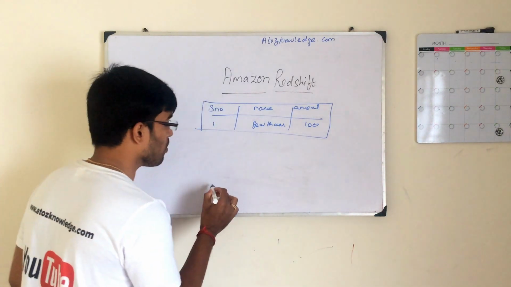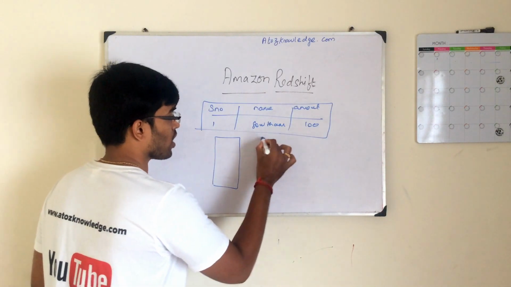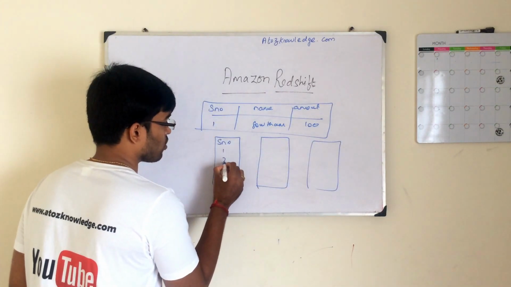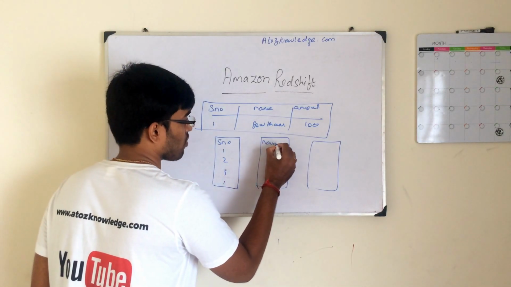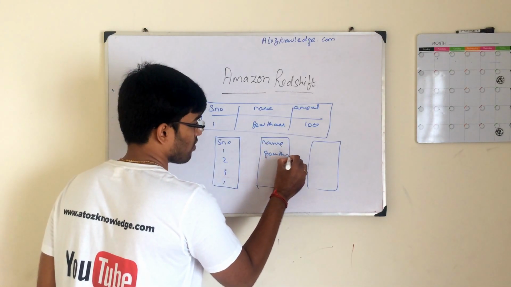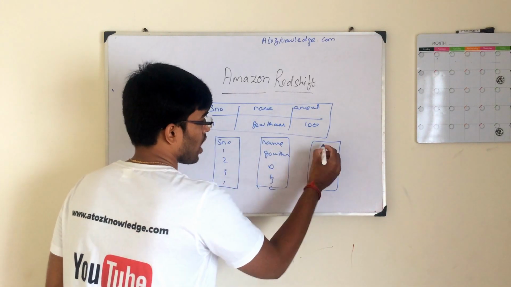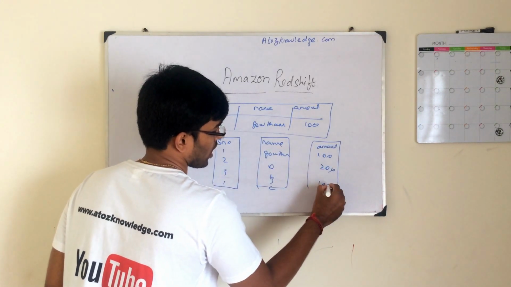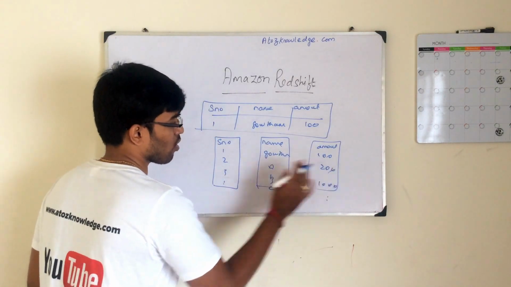But if you see in the column oriented store, the data will get stored like this. So this is the serial number column like 1, 2, 3, etc. This is the name column like Gautam, and we have A, B, C, etc. And then amount, 100, 200 or 1000, etc. So this will get stored as column oriented.